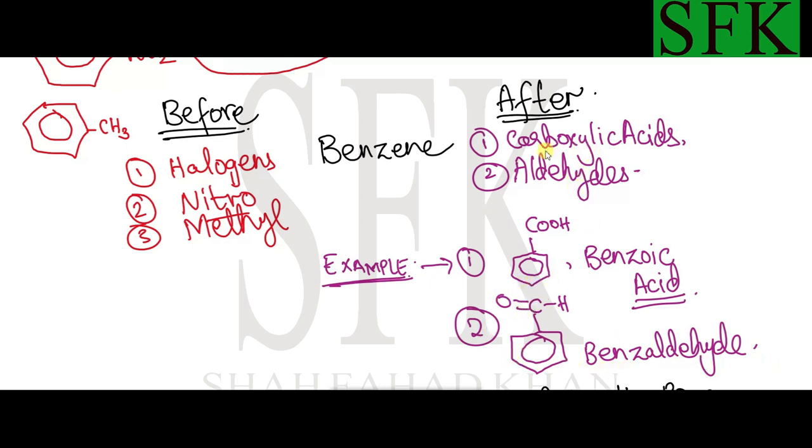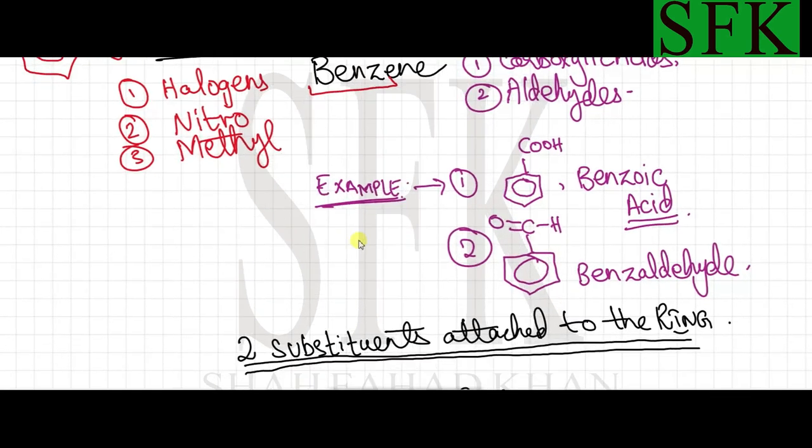So if we have carboxylic acid or an aldehyde attached to benzene, then the benz of benzene, this part, benz, comes before, and oic acid of carboxylic acid or aldehyde of aldehydes comes in the second part of the name. This was important.